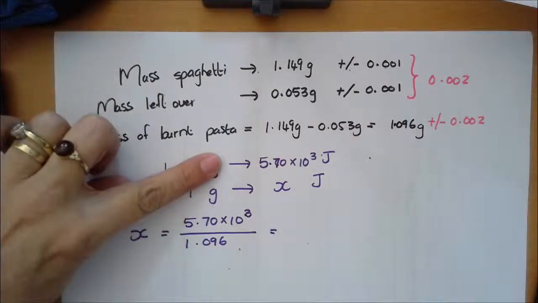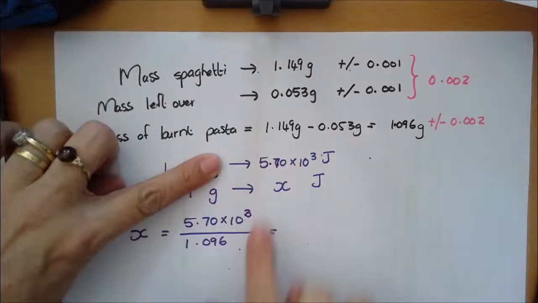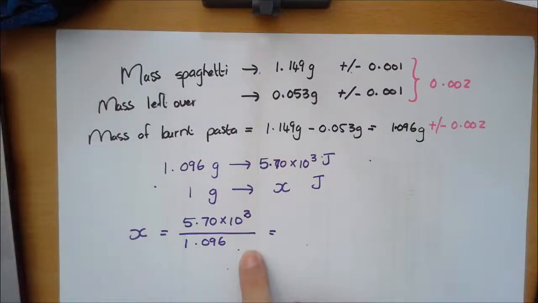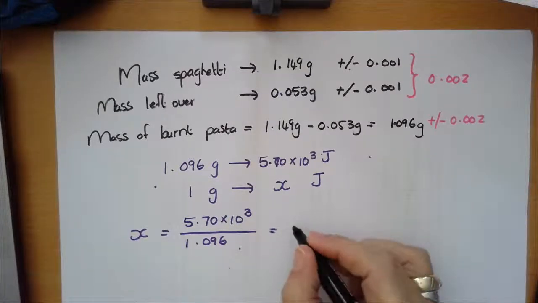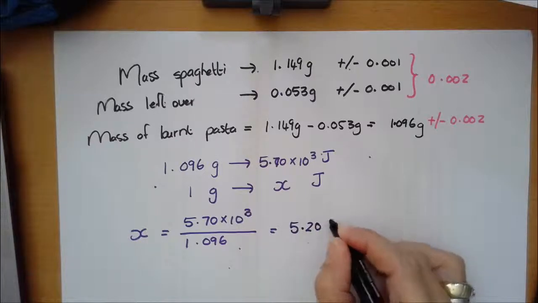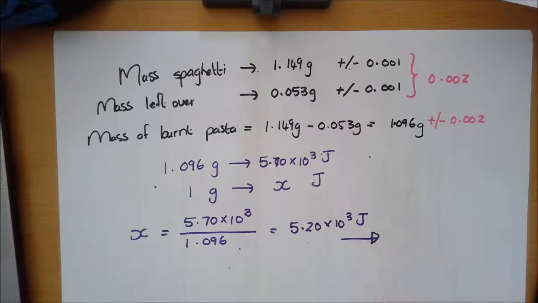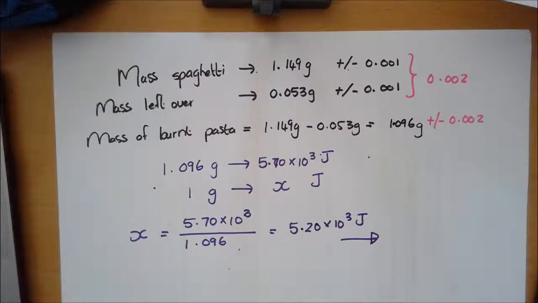So I will close this. If this is X, I close this, and then X is equal to the leftover multiplied with each other, divided by that which I'm closing, that which is opposite X. And that's going to give you an answer of 5.20 times 10 to the power of 3 joules. So now I've determined how much energy is in 1 gram of pasta.